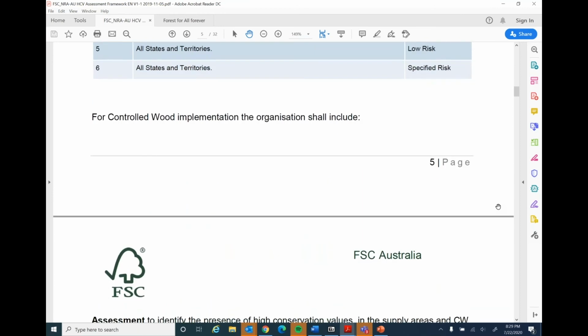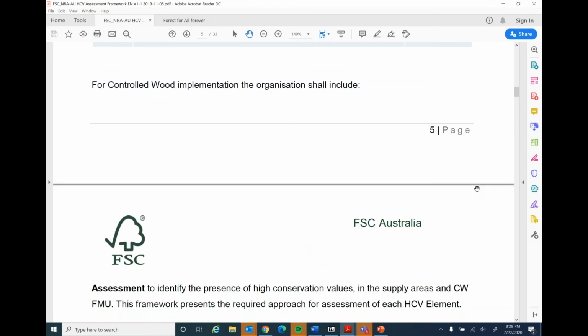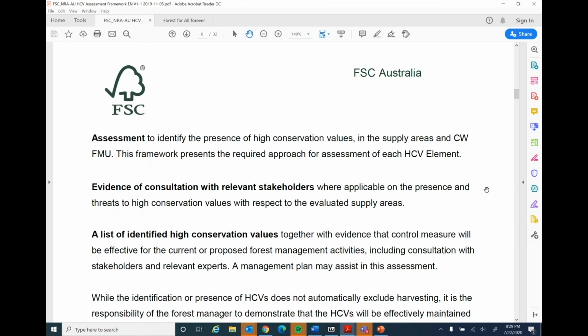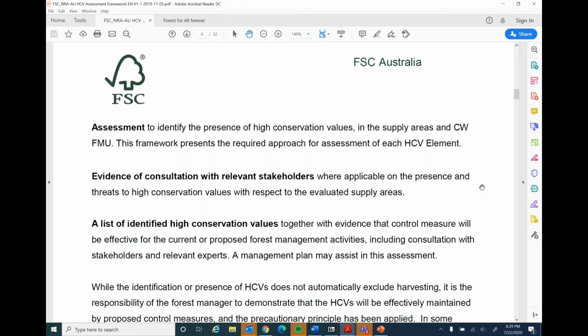And then, as you see here, for controlled wood implementation, the organization shall use assessment to identify the presence of high conservation values in the supply area and controlled wood forest management units. This framework presents a required approach for assessment of each high conservation value. So that's what we get to in the next part of the document, this approach for assessment.